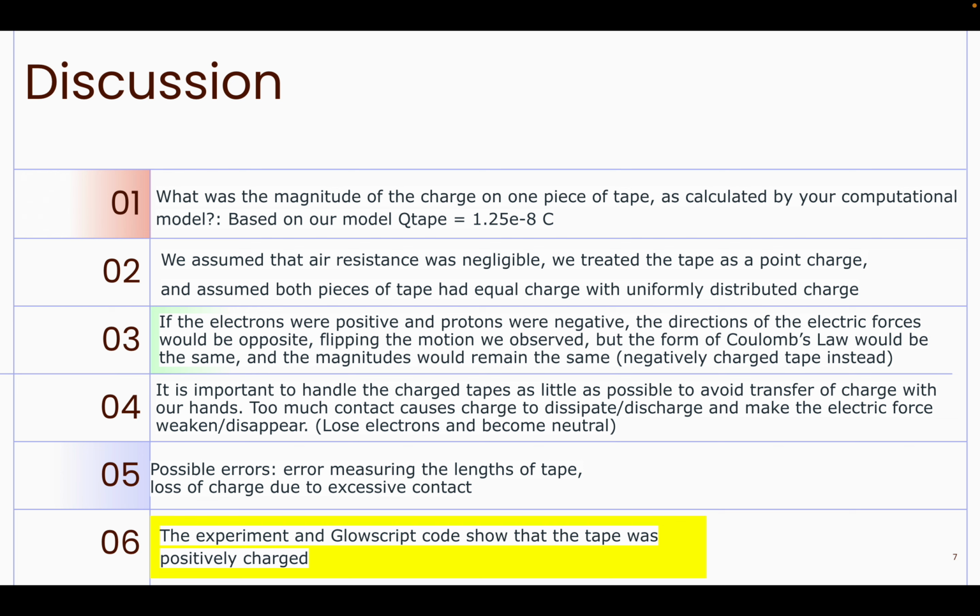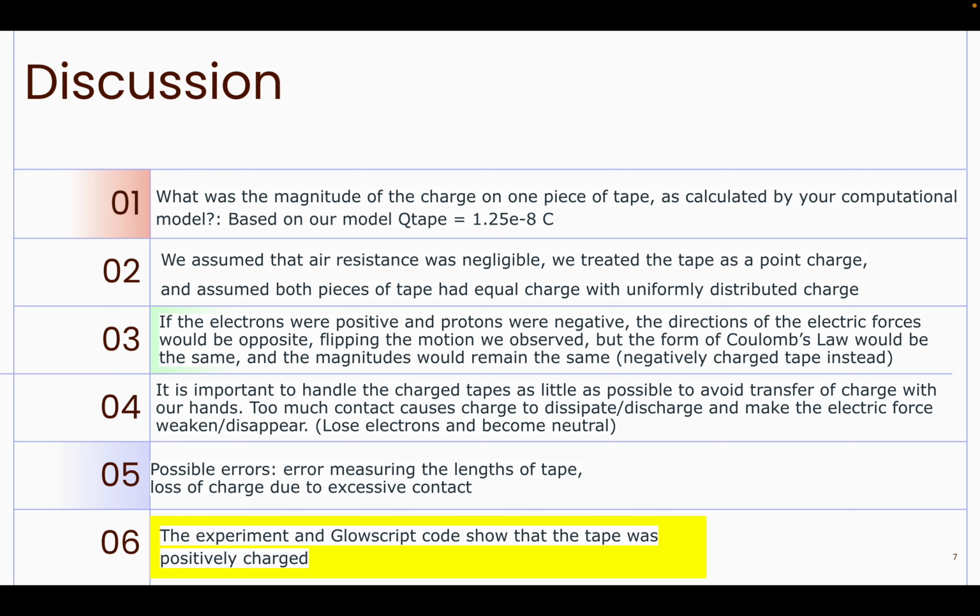Time for our discussion. The magnitude of the charge, as shown in the introduction and in our model, was 1.25 e to the negative 8 coulombs. The assumptions we made: air resistance was determined to be negligible, and it was also not really moving, so the air resistance wasn't too big of a factor. The tape was treated as a point charge, which is not realistic because it is long and wide, and point charges are extremely small and imperceptible. And then we assumed that both pieces of tape had equal charge with uniformly distributed charge.